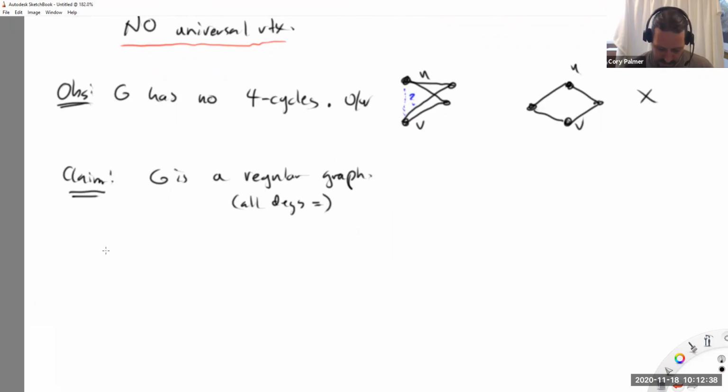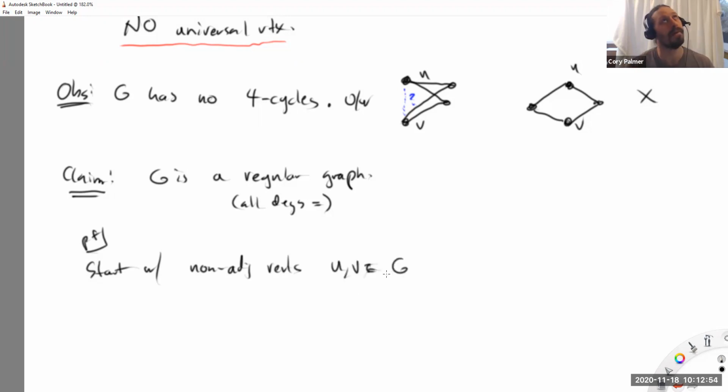Okay. So let's start with the proof with non-adjacent vertices U and V. Are we using the universal property here that these even exist? Yeah. For instance, the graph could be complete, and then there'd be no pair of non-adjacent vertices. But complete graphs have universal vertices. Every single vertex is universal.